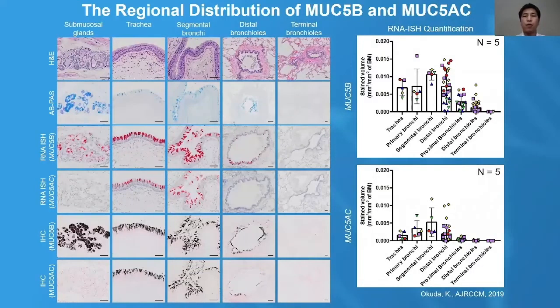So we localized MUC5B and 5AC mRNA and protein in the human airway tree by RNA in situ hybridization and immunohistochemistry and quantified those signals. While MUC5B is exclusively expressed in submucosal glands, both 5B and 5AC are abundantly present in the large airway superficial epithelium, like trachea and segmental bronchi. In bronchioles, which are small airways at the diameter less than 2 millimeters, while MUC5B is still present, MUC5AC is not detected. Finally, in terminal respiratory bronchioles, neither 5B nor 5AC was present.